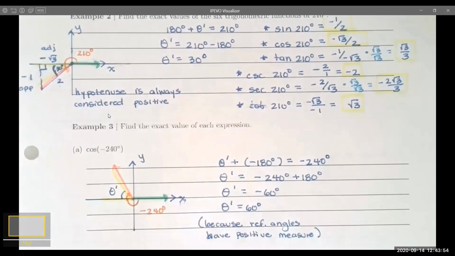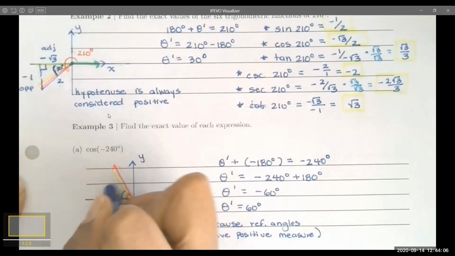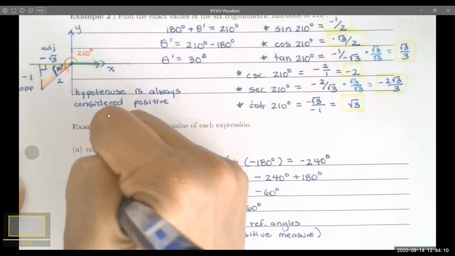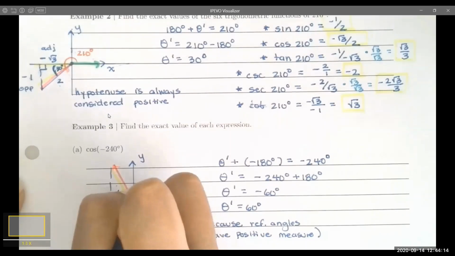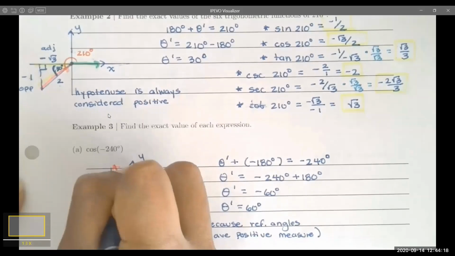Okay, so we have a reference angle now, which means we can use it to draw a right triangle. I'll go ahead and erase this so we have some room. This is 60, and this is 90, which forces this top one to be 30.